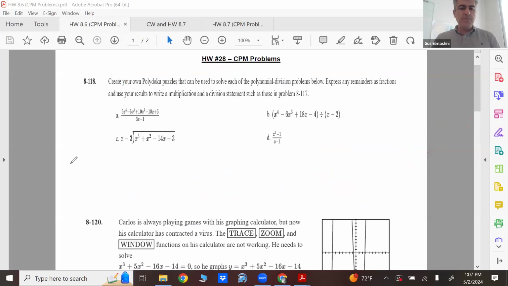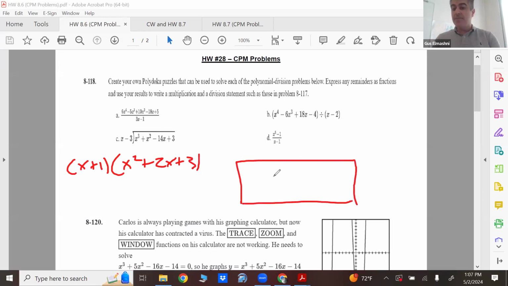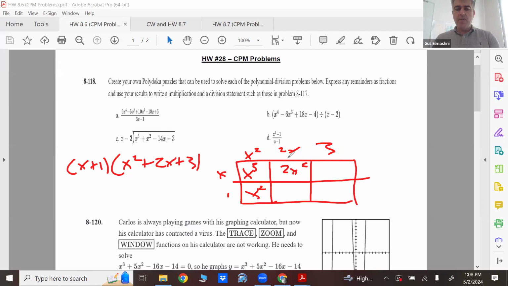What if I do something a little more drawn out, like this one here? Let's say I were to multiply these two out. You do the same thing, just make a longer box. Again, I'll put x and 1 here, and x squared, 2x, and 3. So what's x times x squared? X cubed. What's x and 2x? 2x squared. What's 2x and 1? 2x. What's x and 3? 3x. And 1 and 3 is 3.